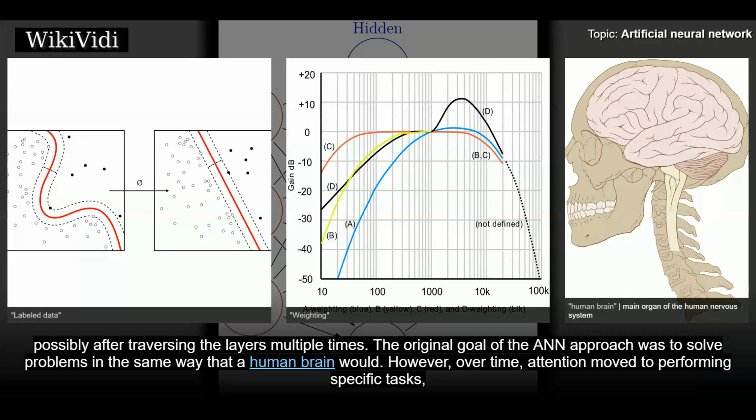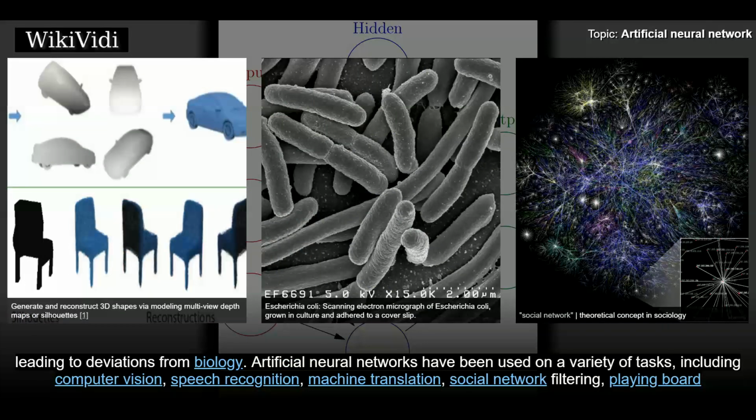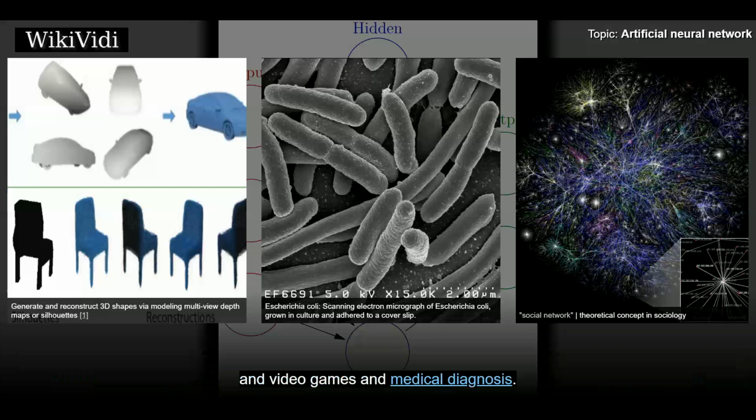The original goal of the ANN approach was to solve problems in the same way that a human brain would. However, over time, attention moved to performing specific tasks, leading to deviations from biology. Artificial neural networks have been used on a variety of tasks, including computer vision, speech recognition, machine translation, social network filtering, playing board and video games, and medical diagnosis.